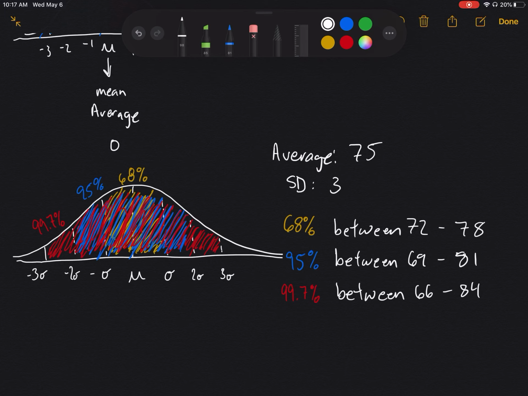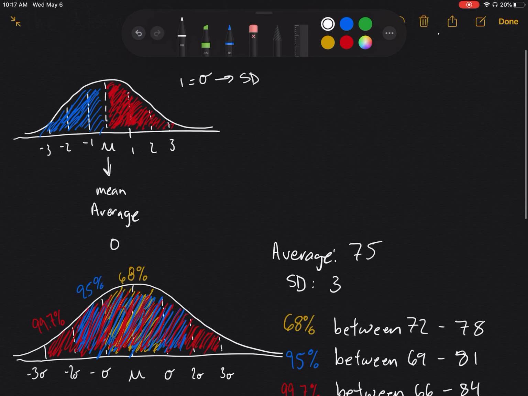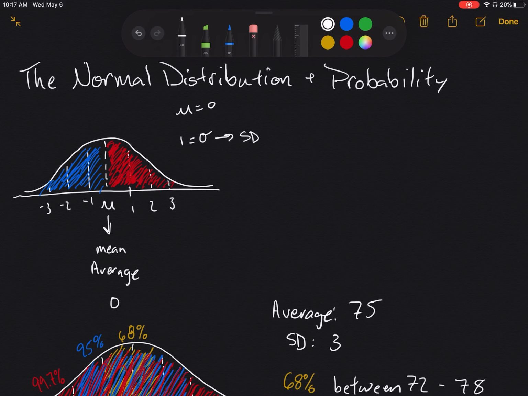If you have a standard normal and you are within one standard deviation, there's a 68% chance. If you're within two, then there's a 95% chance. And if you're within three, there's a 99.7% chance. That's not just for this specific example, or for when we assume a mean of 0 and a standard deviation of 1. This works for any set of data that is normally distributed.